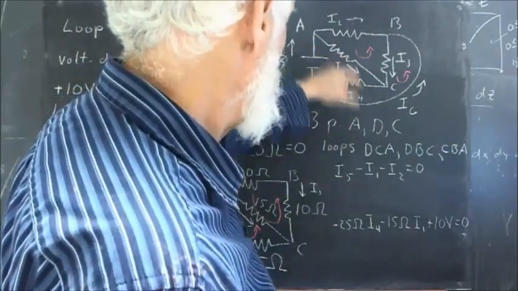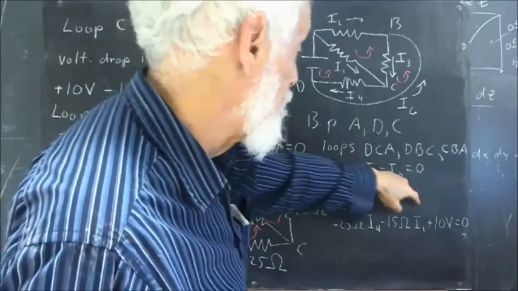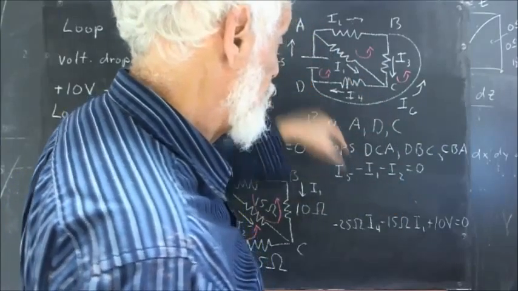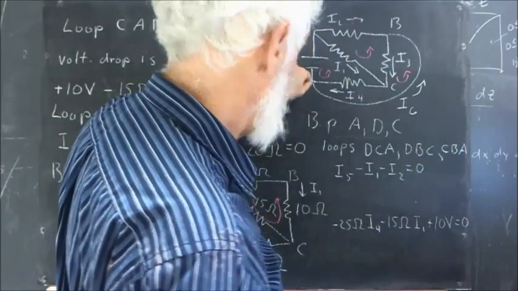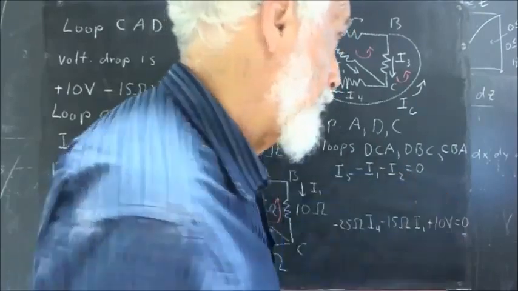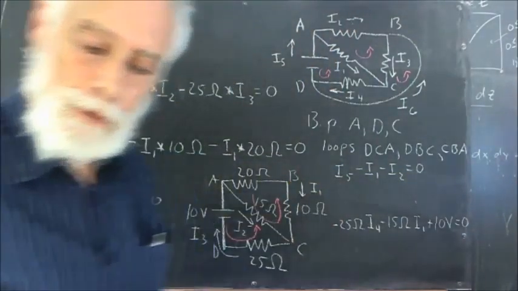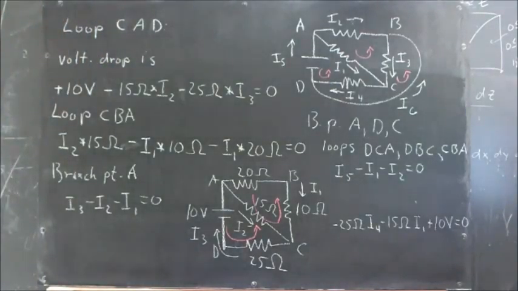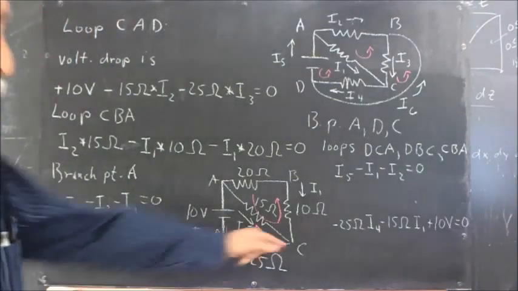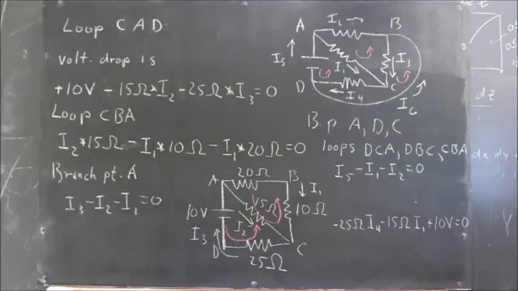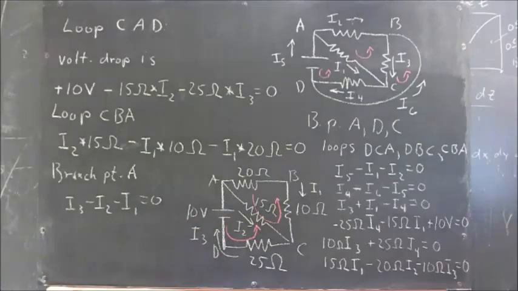And then here it's going to be negative 15 ohms times I1, and then a 10 volt drop between here and here as we come back to D. And that's all got to add up to 0. Now you go ahead and fill in the other two branch points and loops, and I'll do the same off camera, and you'll have something to compare with.